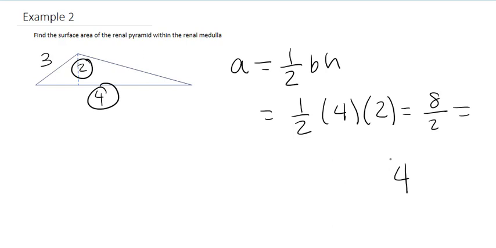So when finding the area of a renal pyramid or any triangle, find the area by multiplying 1/2 times the base times the height. However, remember that the height must intersect the base at a perfect right angle.